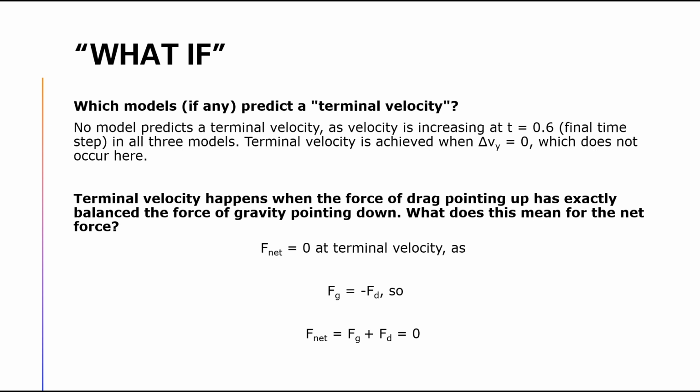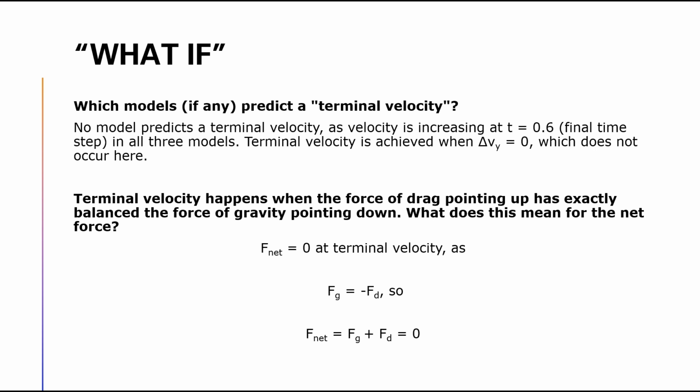So in this case, no model predicts a terminal velocity, as velocity is increasing at t equals 0.6, which is the final time step in all three of my models. Terminal velocity is achieved when the change in velocity in the y direction is equal to 0, and that doesn't occur here. Now, if we drop the paper ball from higher, or we had way more timestamps, it's possible terminal velocity would be hit, but in this case, there's just not enough time for it to hit, and there's not enough vertical distance for it to travel to reach terminal velocity.